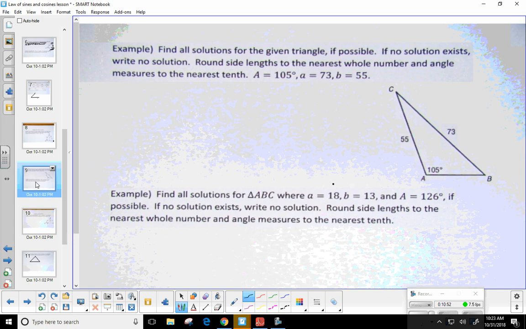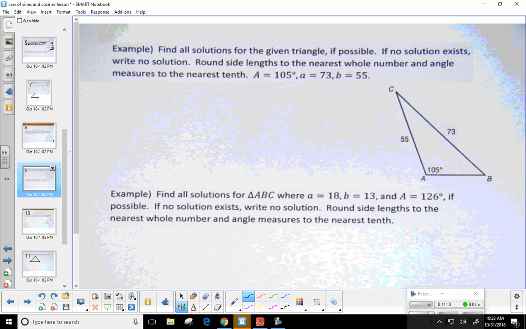You'll notice again, look at the consistency. I've got a pair, angle A and the side across from it, and I'm always going to start by putting that angle in the bottom left corner. Then I've got the 73, and the 55 would be this other side. It's never the base. All right, so let's see what we got here.